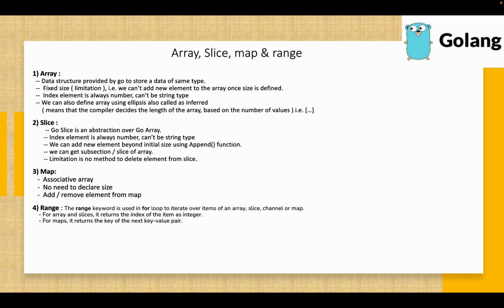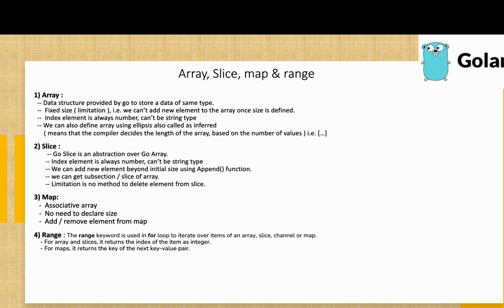The next item is a slice. Slice gives an added advantage over the array. The added advantage is you can append new elements after defining the initial size. That's one. The second advantage is you can get a subsection of a slice or array. That's a plus of slice. Otherwise it's pretty much an abstraction over the array.